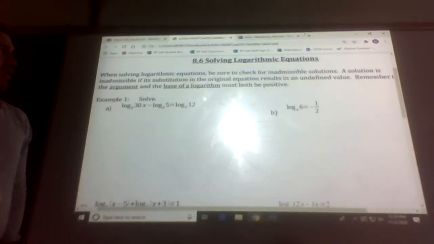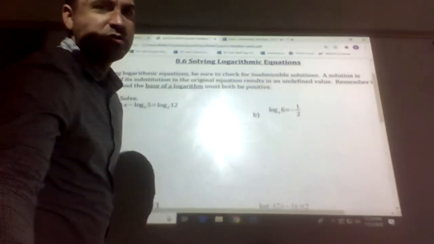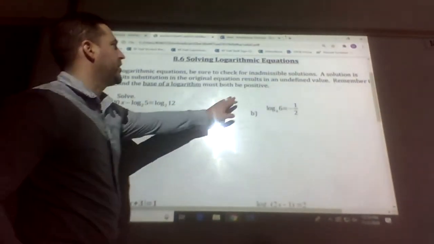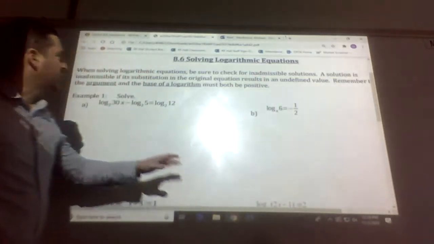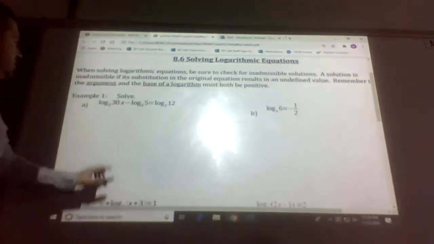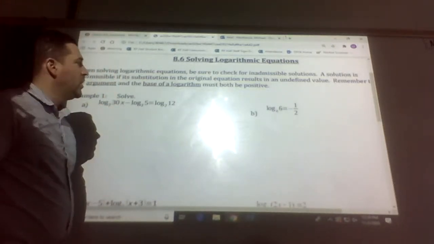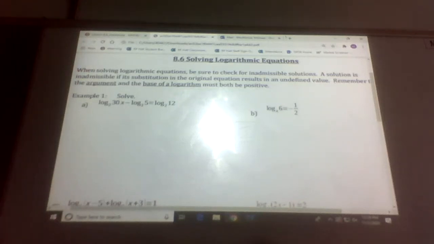Okay, so when you solve, when you get your answers, just make sure you check to see if there are any answers that don't belong. Okay, so look for inadmissible solutions. And remember that the argument and the base need to both be positive. Okay, so the argument here and the base here both have to be positive. Okay, so let's do the first one here.